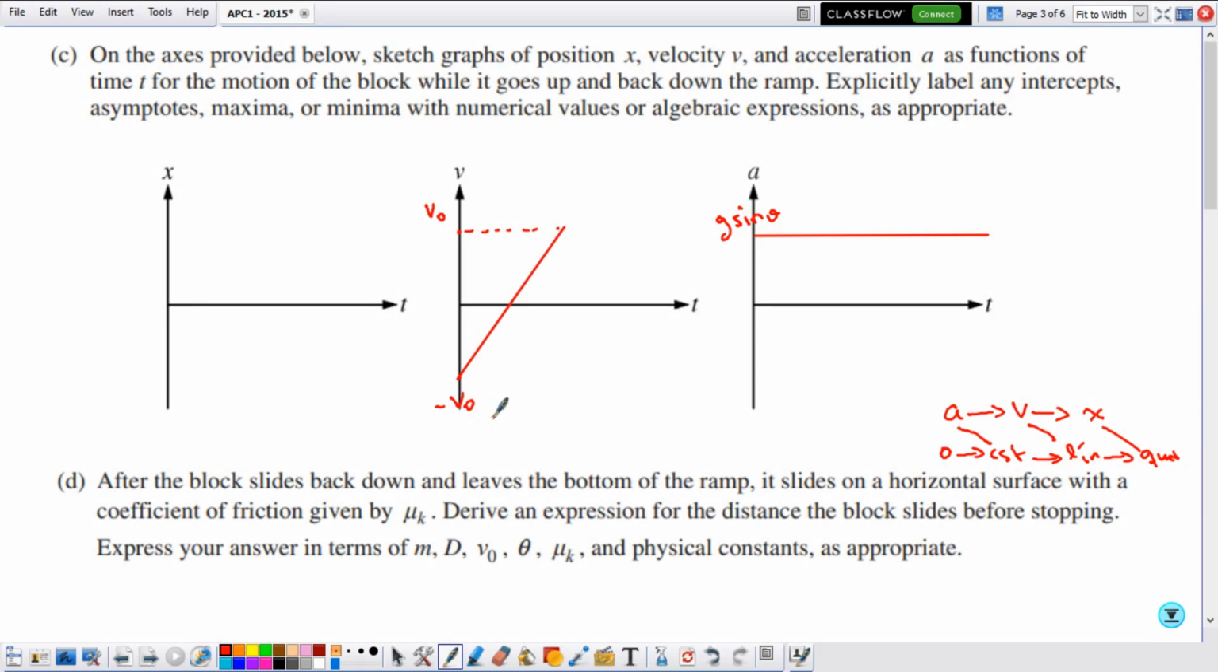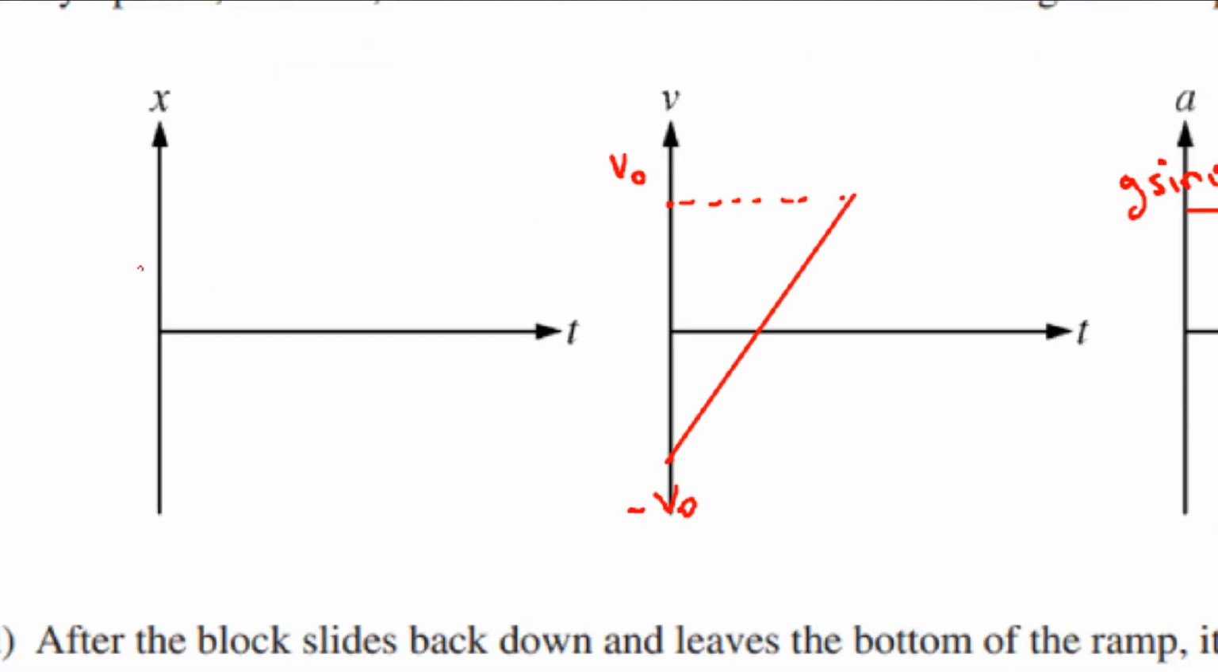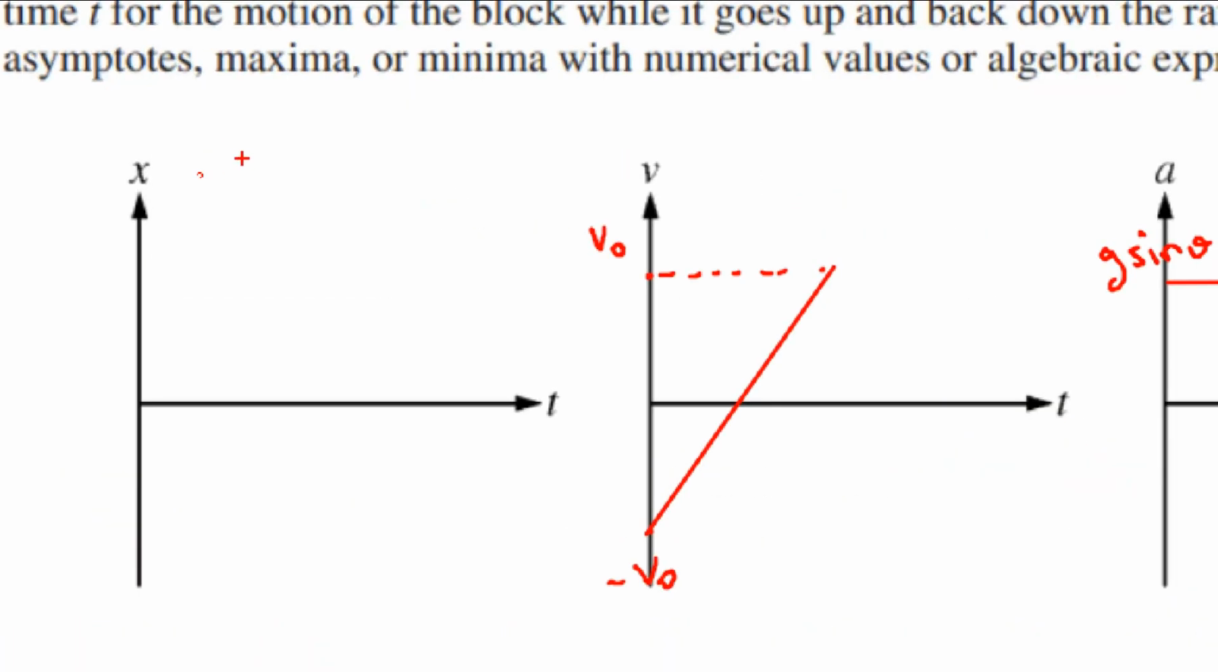Okay, and now for the position, so we know that if v is linear, the position would be quadratic. Because v is linear, it would be a parabola, either open up or open down. Because the acceleration is positive, it will open up, so it's going to be either like this, like this, like this, or like that.